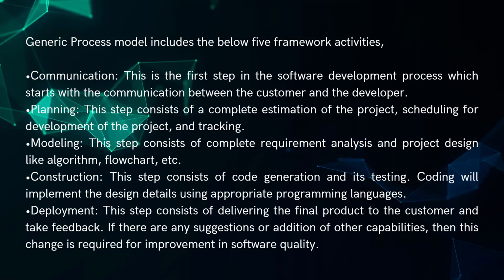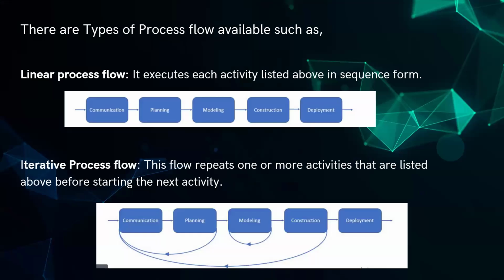Next is construction. This step consists of code generation and its testing. Coding will implement the design details using appropriate programming languages. The last framework is deployment. This step consists of delivering the final product to the customer and taking feedback. If there are any suggestions or addition of other capabilities, then this change is required for improvement in software quality.